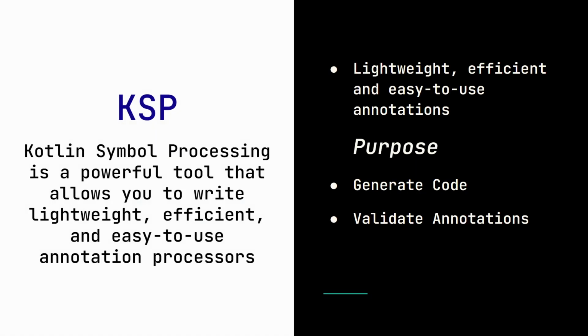Kotlin Symbol Processing is a powerful tool that allows you to write lightweight, efficient, easy-to-use annotation processors. These processors can be used to generate code, validate annotations, and much more during compile time. This video will start by setting up our project and writing a simple annotation processor that will allow us to generate some code. Let's get started.